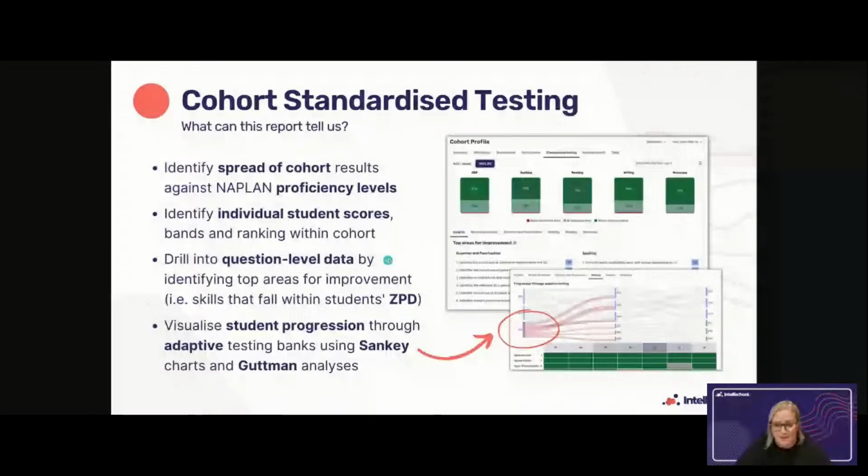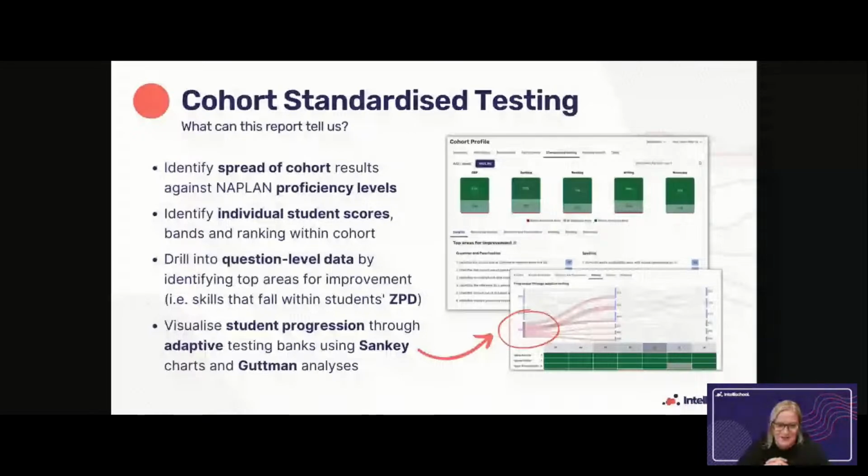Probably my favorite part, which is where we'll get into some of the practical strategies, is the ability to drill into question level data. So what we'll actually do is show you how you can identify top areas for improvement, which is effectively identifying the ZPD for students, which is awesome. What you can also do using what's called a Sankey chart is you can visualize student progression through adaptive testing banks. So I'm aware, of course, as of the last year or two, I think everyone is now doing the adaptive NAPLAN tests. So it's quite interesting to drill into that as well.